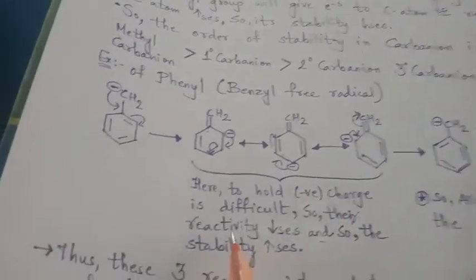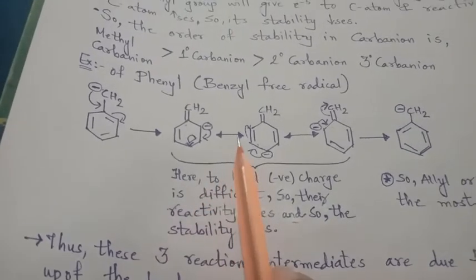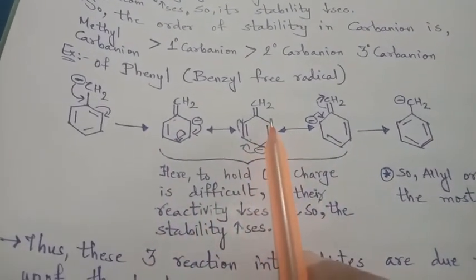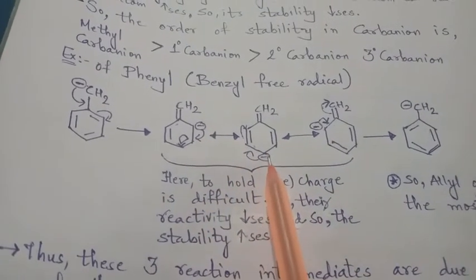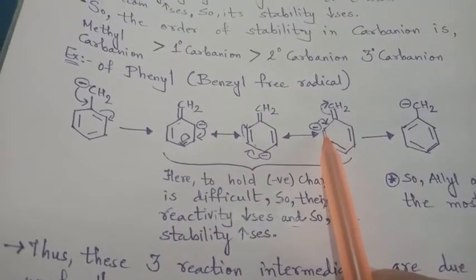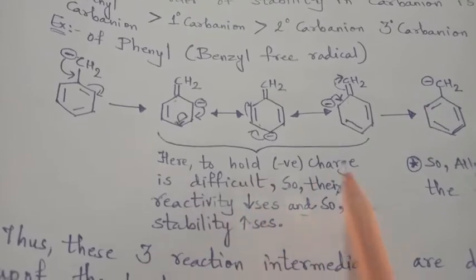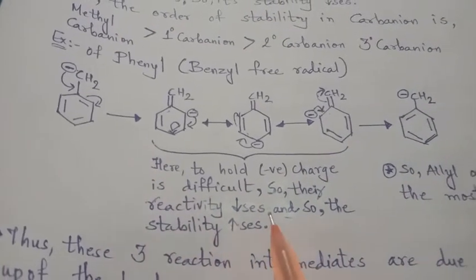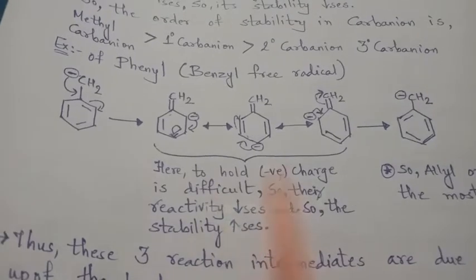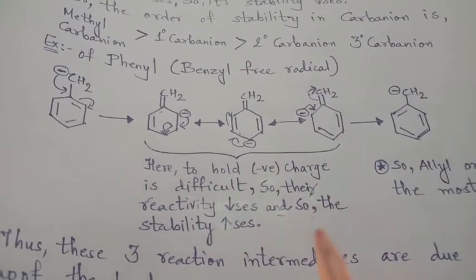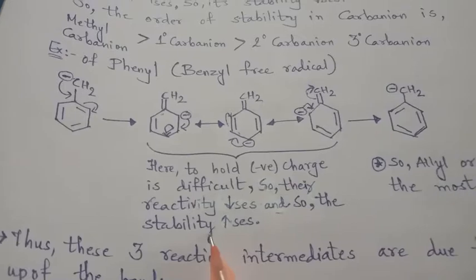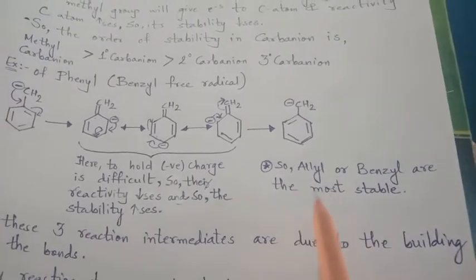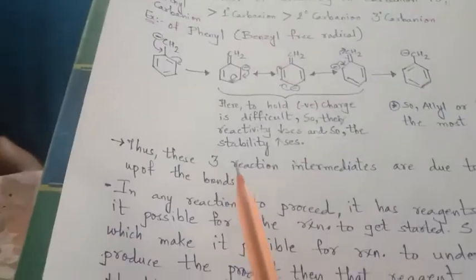This is called resonance. Here, we are not able to hold the negative charge. It is continuously changing from here to here and from here. So, to hold negative charge is very difficult. So, their reactivity decreases, and the stability increases. So, here also, allyl or benzyl are the most stable.